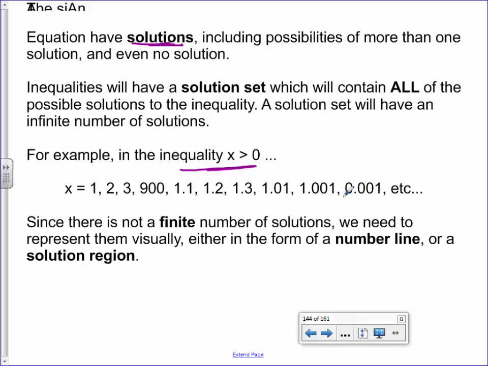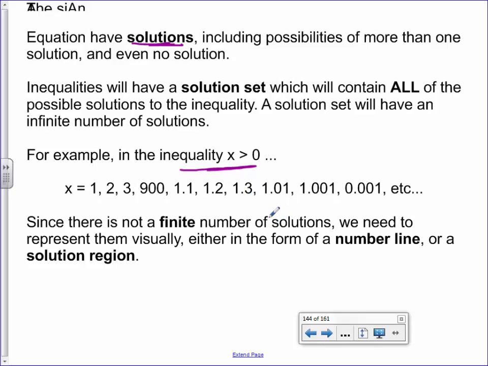X is greater than 0. Here's a list of numbers that you could have for your solution. 1 is greater than 0. 2 is greater than 0. 3 is greater than 0. 900 is greater than 0. But then you can do decimal numbers. 1.1, 1.2, 1.3. Does that make sense?